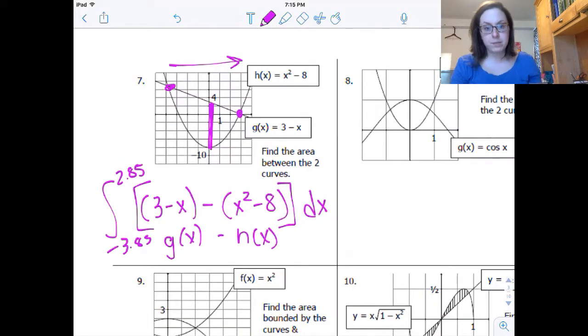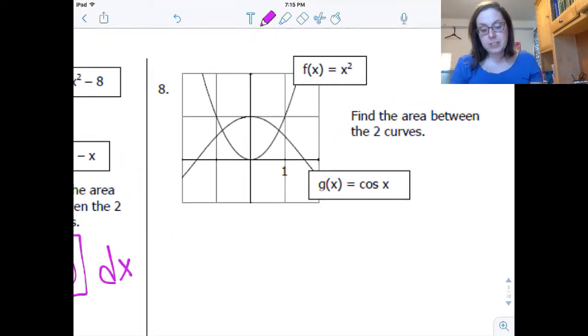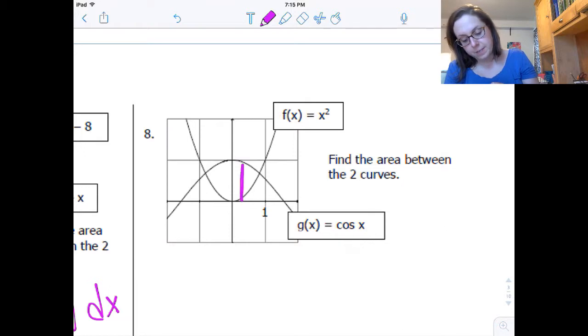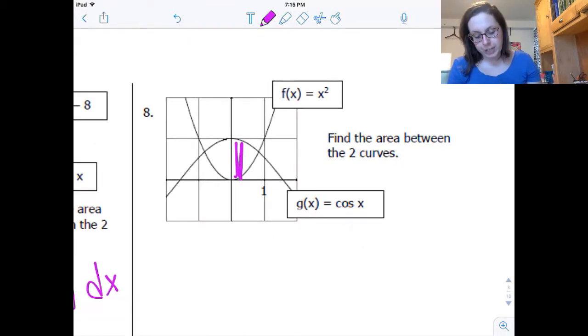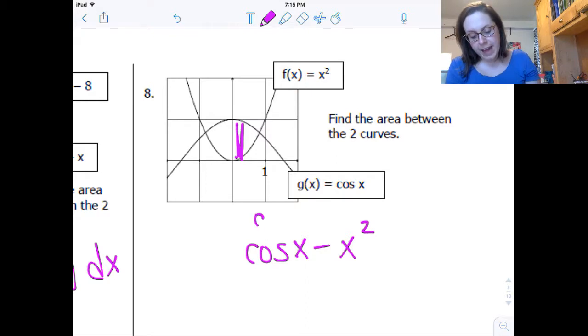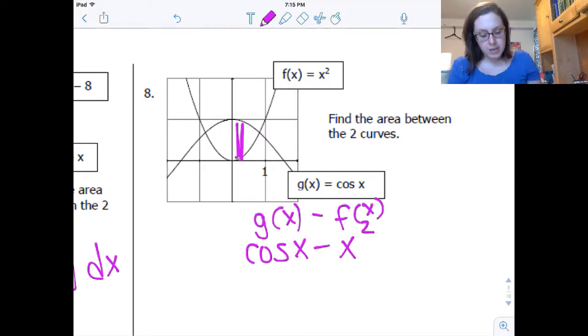Okay, let's look at another one. This one says f is x squared and g is cos x. Find the area between the two curves. Same idea here: I'm doing top minus bottom. The top function is cos x. The bottom function is x squared, and I'm subtracting the y values. So that is g minus f. Because these are in terms of x, this is going to be dx.